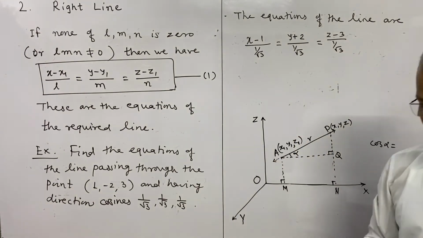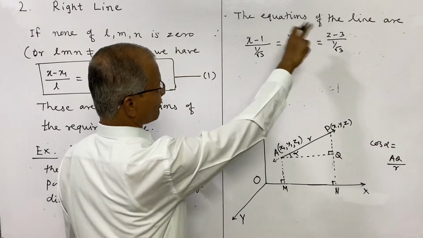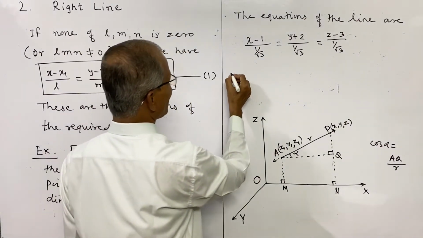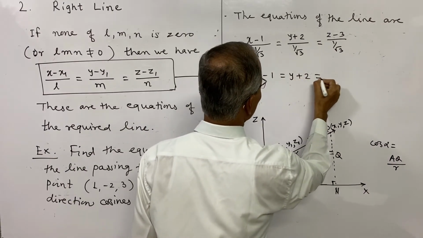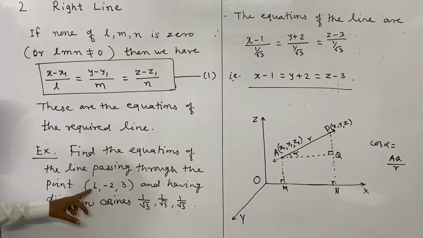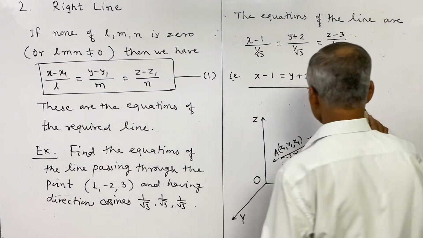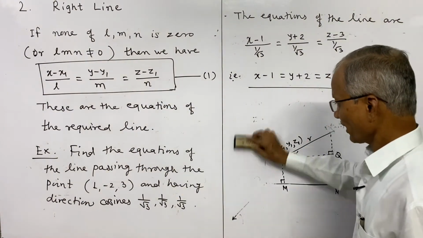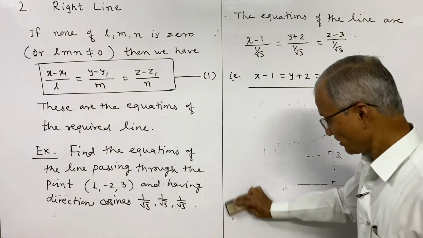So these are the equations, but this can be simplified. We can multiply by root 3 throughout the equation, and the denominator cancels throughout. So that is x minus 1 is equal to y plus 2 is equal to z minus 3. So these are the equations of the line passing through this point and having these as the DCs. In this way we can use this symmetrical form to obtain the equation of a line passing through a point and having the given direction ratios l, m, n.